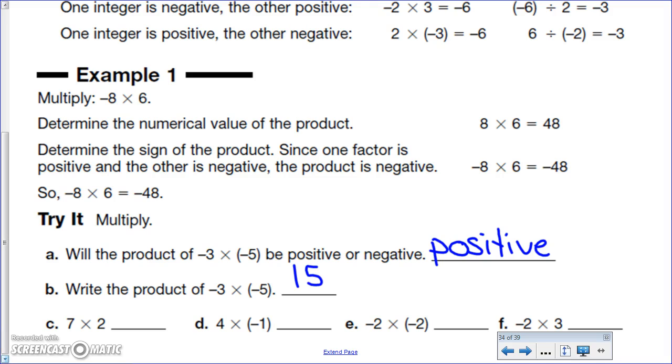For C, 7 times 2, both numbers are positive, so our answer is positive. It's 14. For D, 4 times negative 1, we have two different signs. We know the answer is going to be negative, so our answer is negative 4. For E, negative 2 times negative 2, the signs are the same, so the answer is positive 4. And finally, F, negative 2 times 3, two different signs, negative 6 will be our answer.